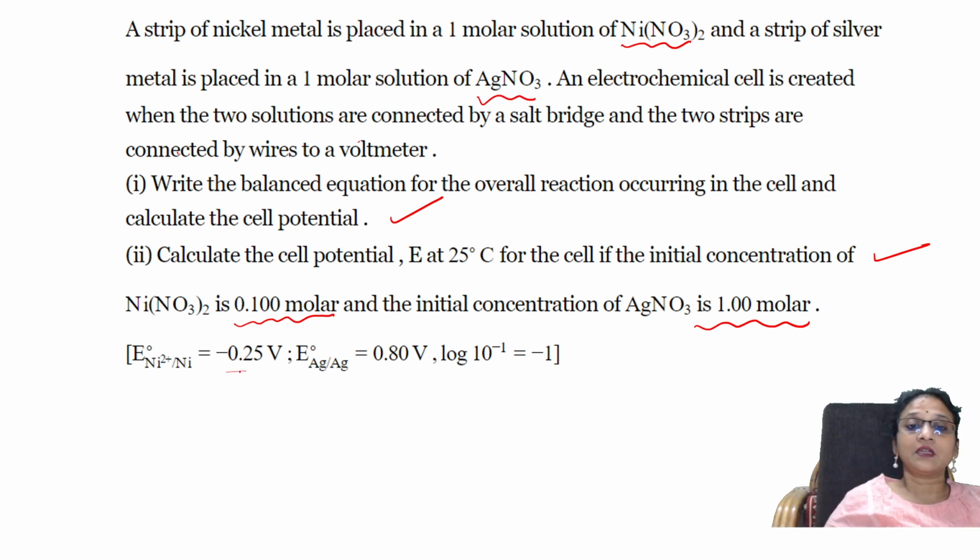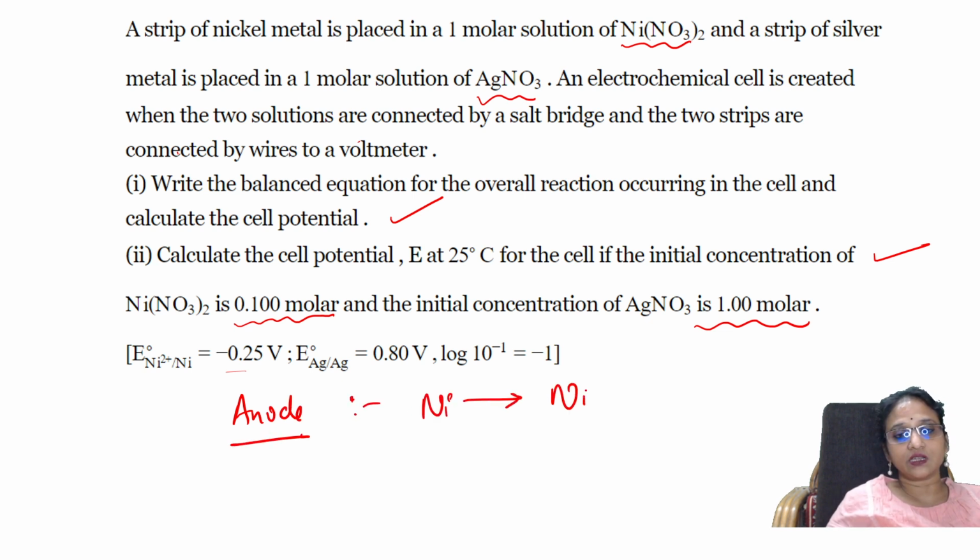Let us start writing. First of all, which one is undergoing oxidation and reduction? Observe carefully. As we have seen, nickel is undergoing oxidation. How did I know this? Seeing the electrode potential value, a negative value, I understood that it is the oxidation potential. Right. Let us start writing the equation. Anodic reaction, what is happening? Nickel is losing 2 electrons and forming nickel plus 2.